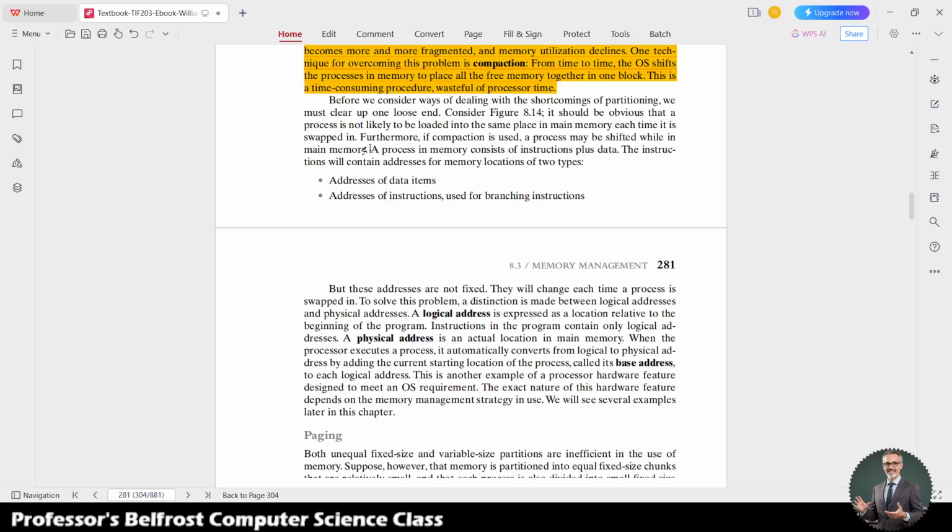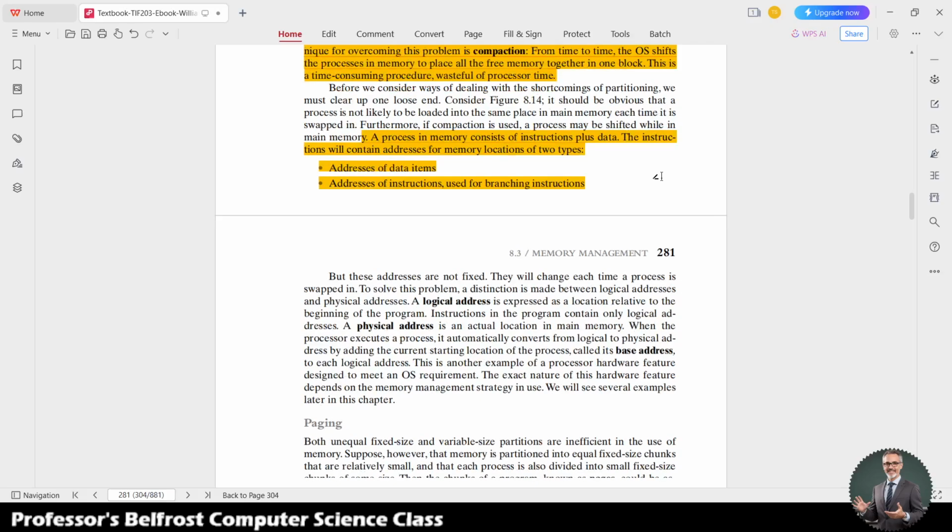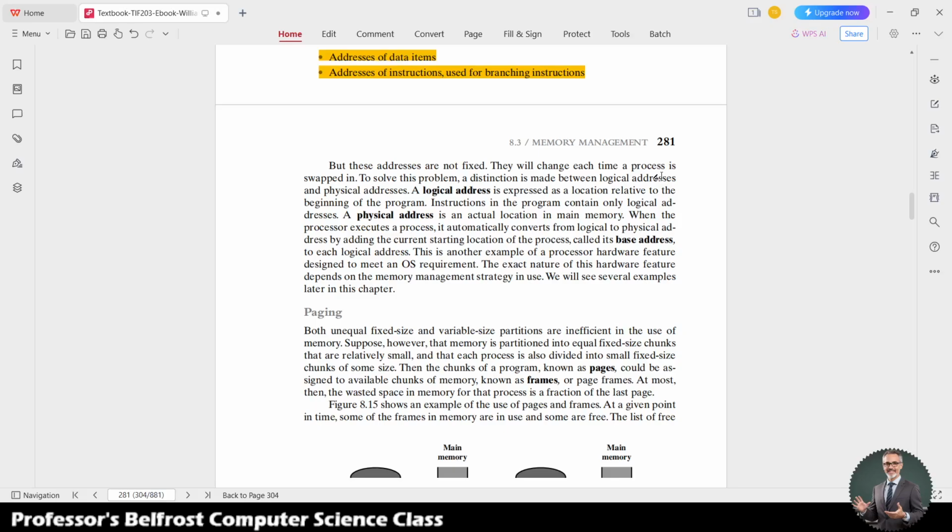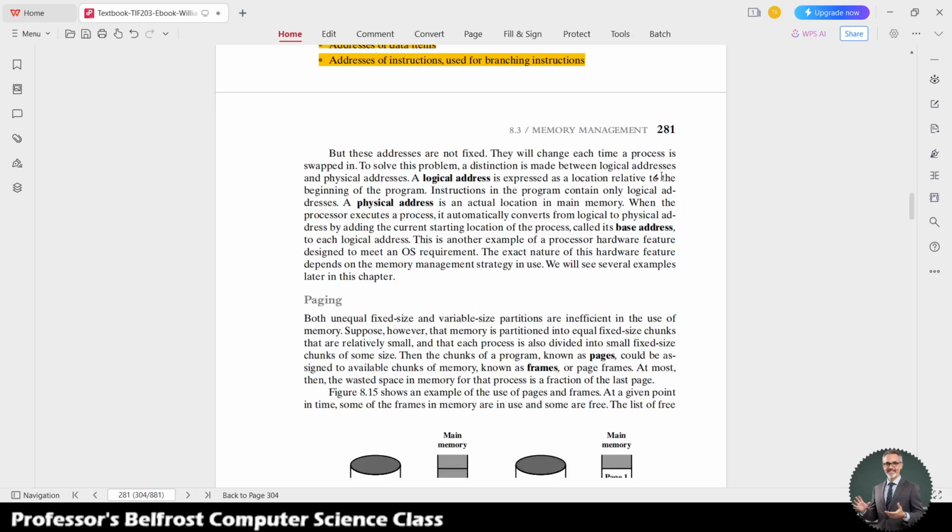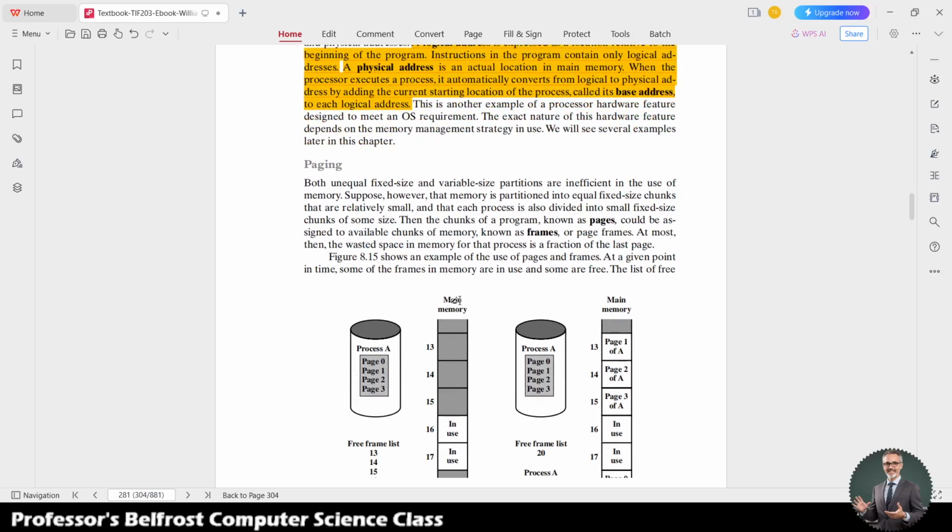So a process in memory consists of instruction plus data, and the instruction will contain addresses for memory location of two types. First is addresses of data items, and second is addresses of instruction used for branching the instruction. But there are two addresses. A logical address expresses location relative to the beginning of the program, whereas a physical address is an actual location in the main memory. Okay, we have starting location, which is called base address, to each logical address.